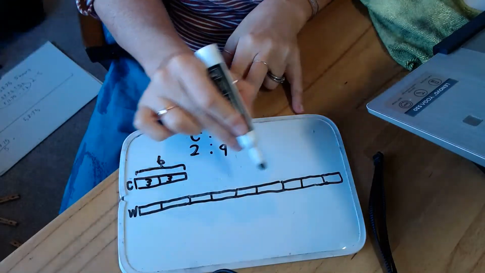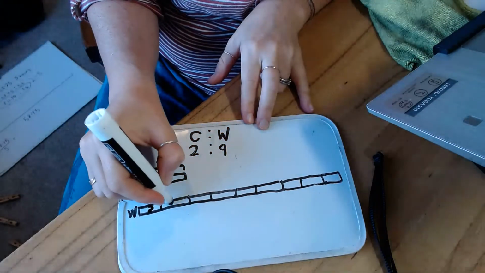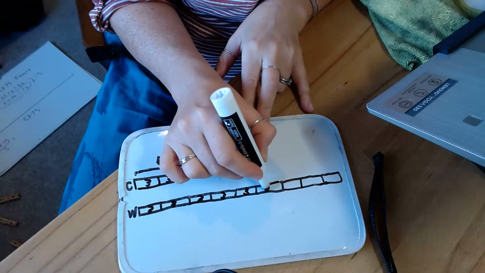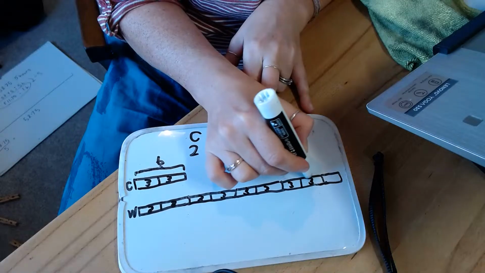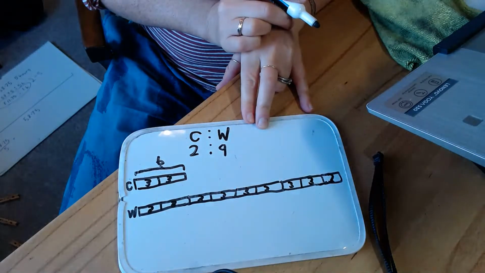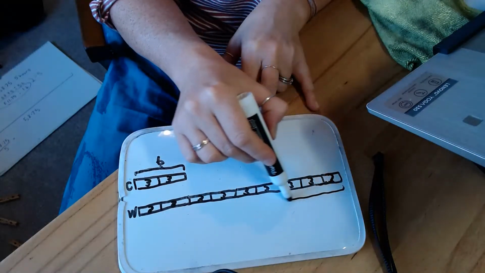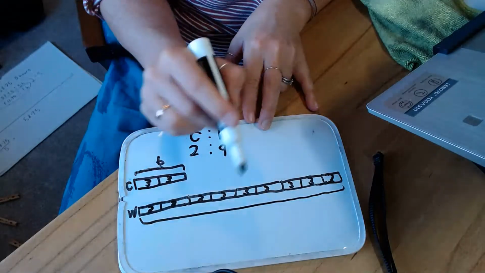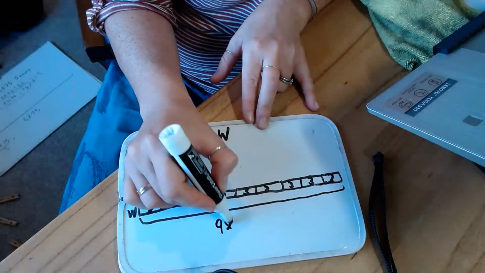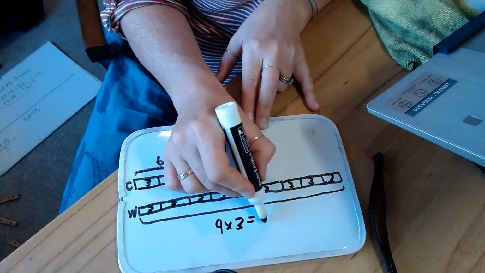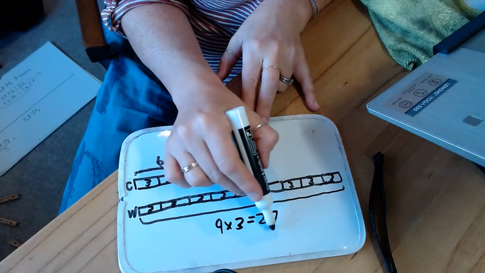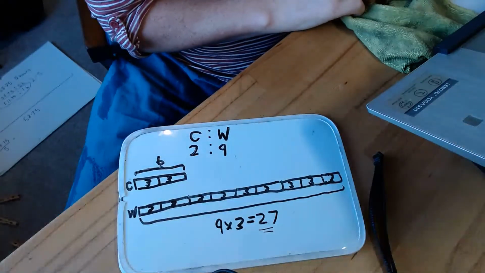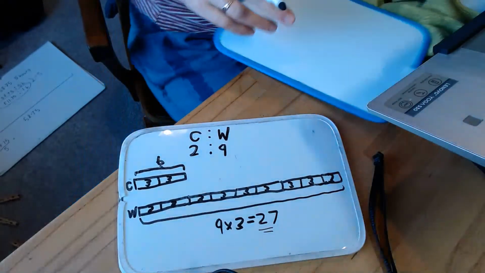That means all of these boxes must also have 3 people in, but these are representing 3 waiters. My 3s are really messy here, but hopefully you get the idea. Each of them is worth 3. So now I can work out how many waiters there are by saying, right, there's 9 boxes and there's 3 waiters in each box. So I do 9 times 3, which gives me 27 waiters. And that's how we use the bar model to do that. If you don't like the bar model, that is absolutely fine. You do not have to use it.